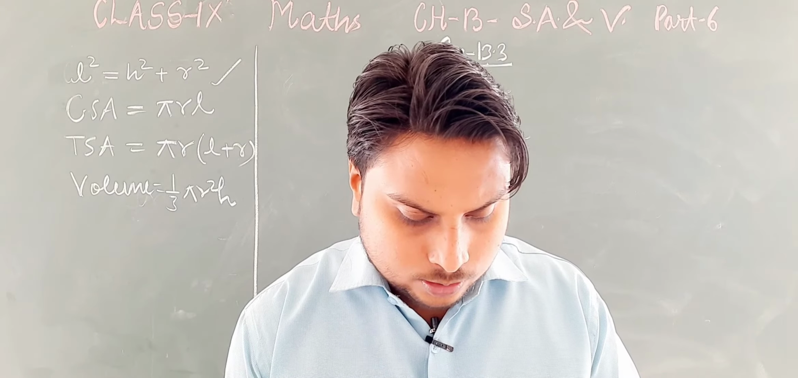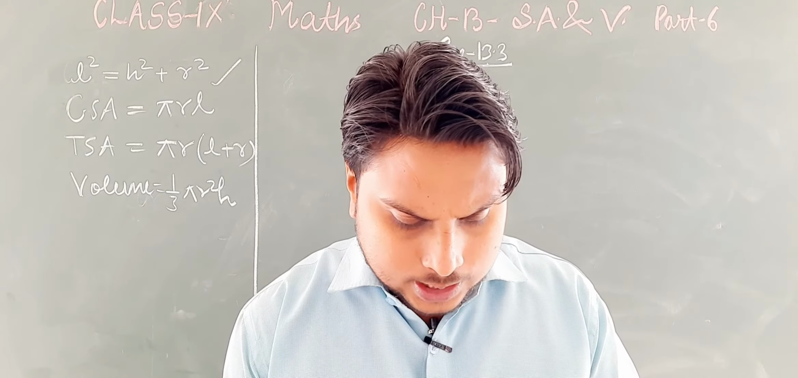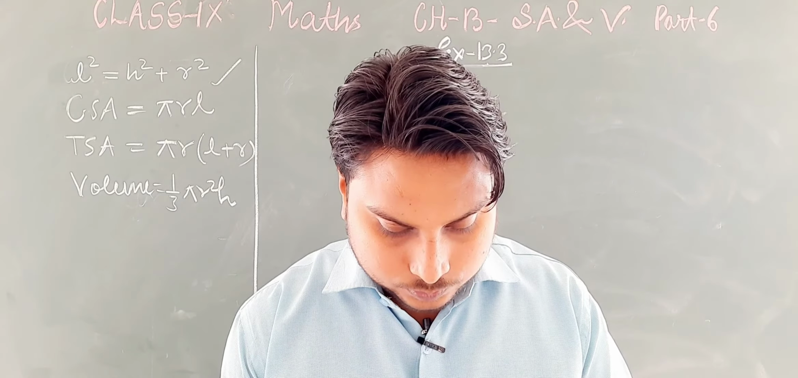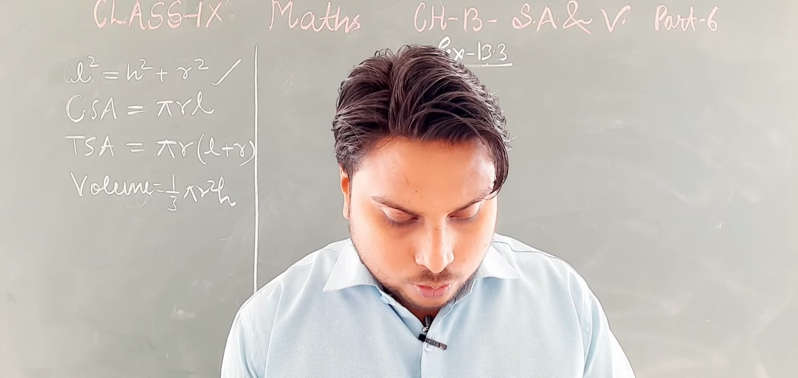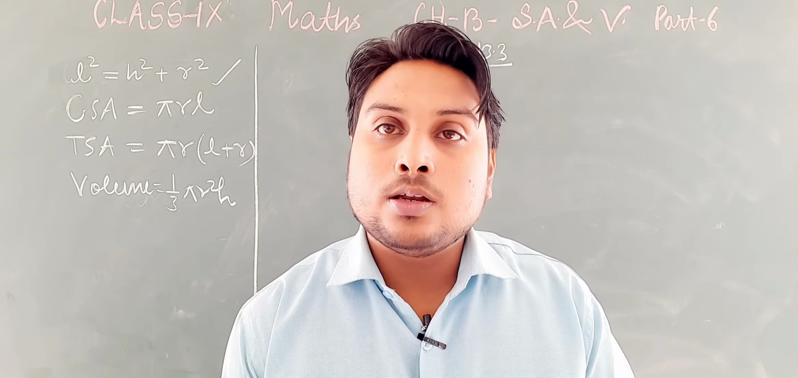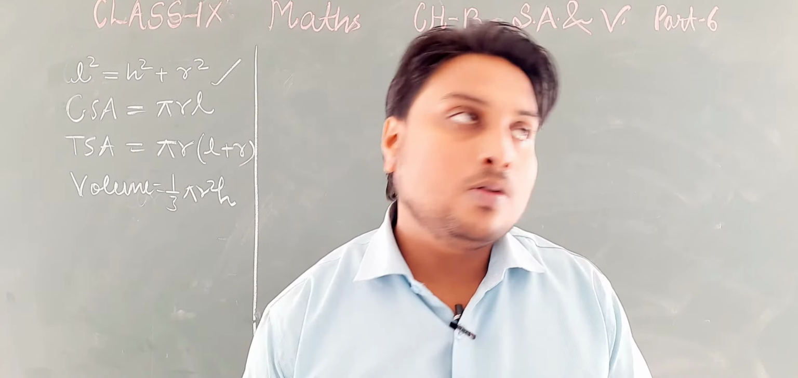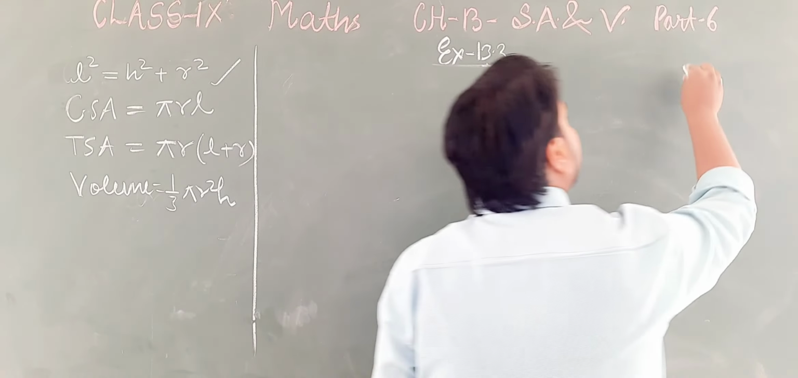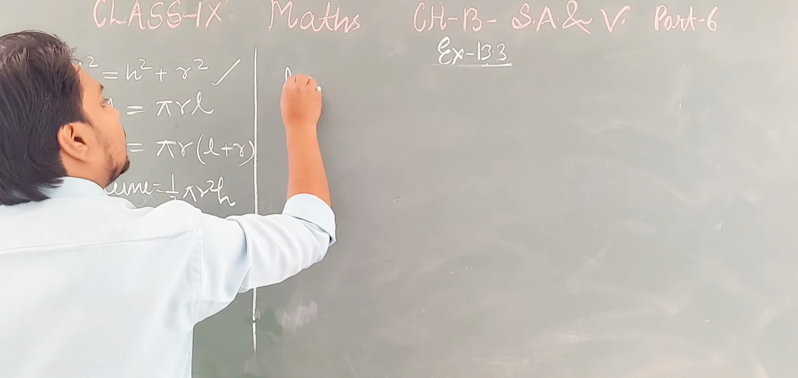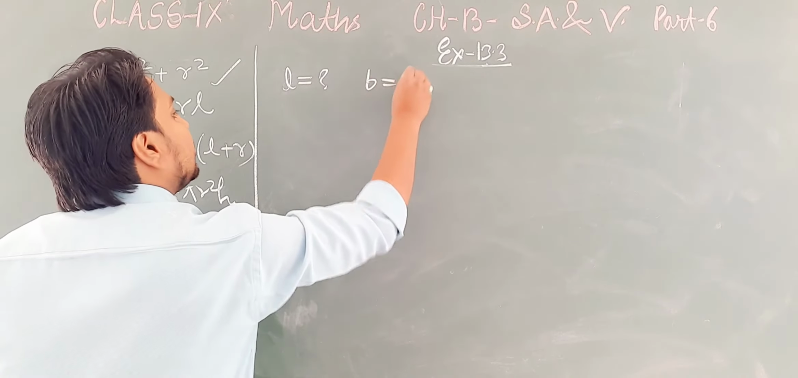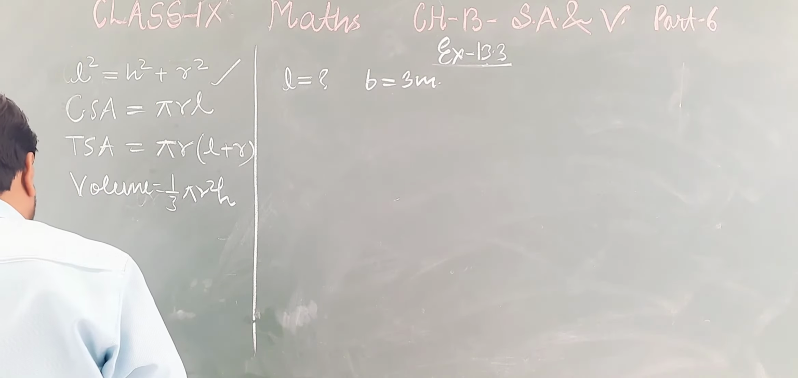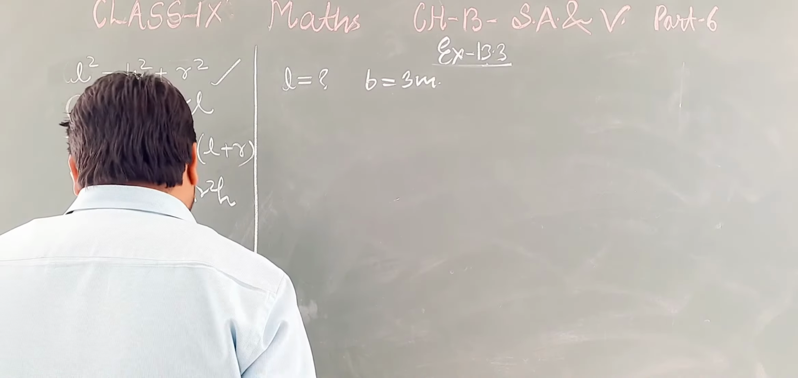So students, firstly try to understand the question. The question is that we have to find the length of the tarpaulin whose width is given as 3 meter. Means one tarpaulin is there, whose length we have to find, and the breadth is given as 3 meter. And this tarpaulin will be used to make a conical tent.